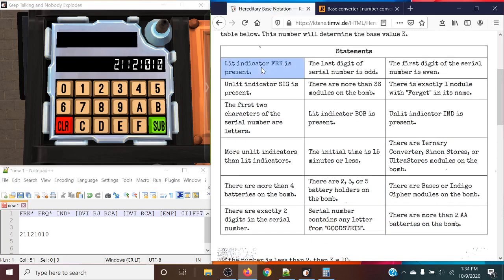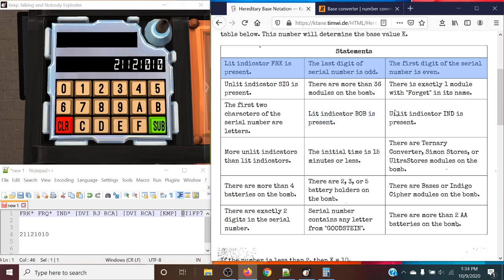We have a lit FRK present? Yes, we do. Last digit of the serial number is indeed odd. First digit of the serial number is indeed even. That is a 0, not a 1. Unlit SIG present? Nope, there are no unlit indicators. There are more than 36 modules? Nope. Exactly one module if they forget its name? Nope. First 2 characters in the serial number are letters? No, they are not, because we have a 0 right here, and that already cancels it out.